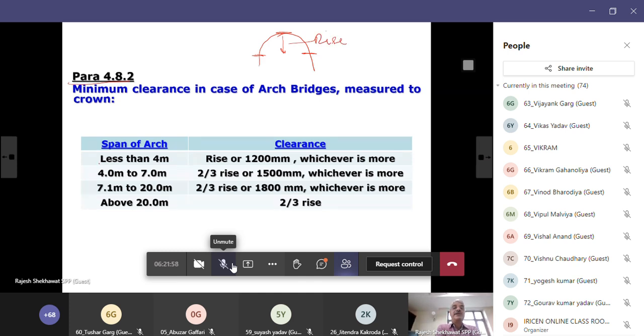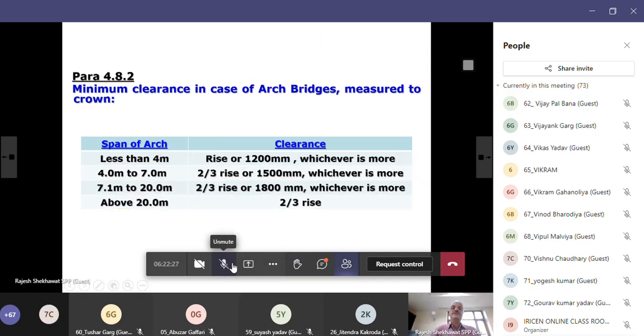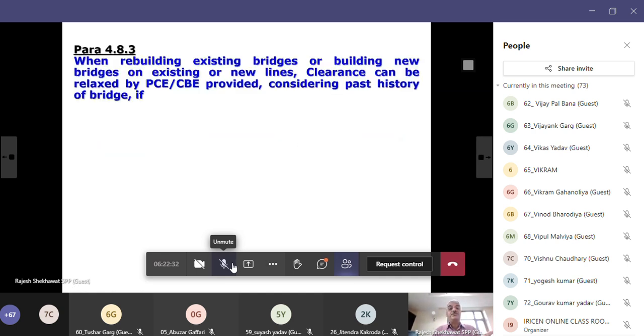For an arch of span less than 4 meter, the clearance required is the rise of the arch or 1200 mm, whichever is more. For span between 4 to 7 meter, it is 2/3 of rise or 1500 mm, whichever is more. For 7.1 to 20 meter, it is 2/3 of rise or 1800 mm, whichever is more. Above 20 meter span, it is 2/3 of the rise. So in arches, this is how it is measured. This is about minimum clearance requirements again for a new bridge.